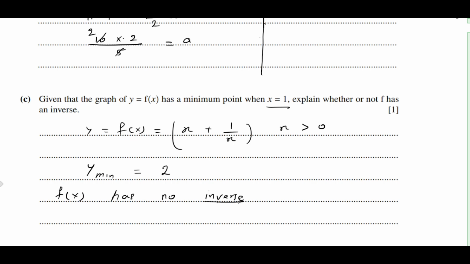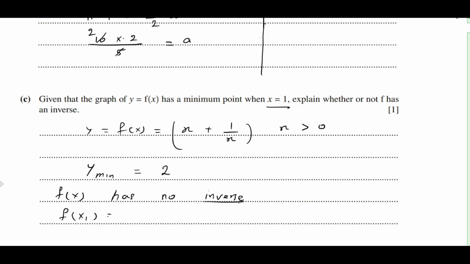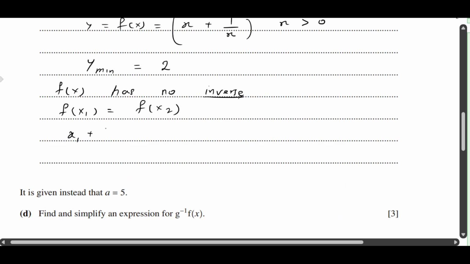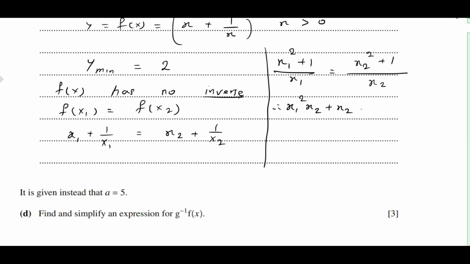Now for a function to have an inverse, it should satisfy two conditions: it should be 1-1 and it should be onto. Now here it is not an onto function. Now let me check if it is 1-1. Okay, let us try that also. So we will consider f(x1) = f(x2). Now if I consider f(x1) = f(x2), I have x1 + 1/x1 = x2 + 1/x2. So therefore I have (x1² + 1)/x1 = (x2² + 1)/x2. So therefore I have x1² x2 + x2 = x1 x2² + x1.